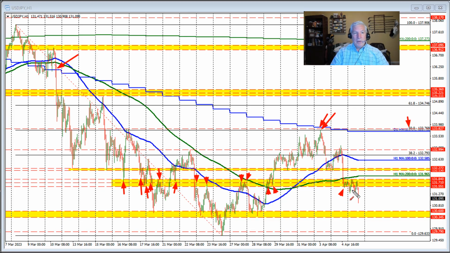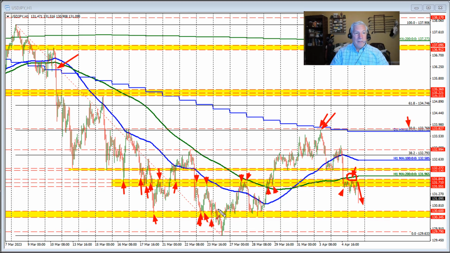We traded above and below the swing area, but stayed below the 200-hour moving average. That's the green line in this chart. That was key to the bearish bias here. And what we've seen in the last hour or so is a move back to the downside, currently trading away from that swing area. And we look toward this area right now, down between 130.34 and 130.60.